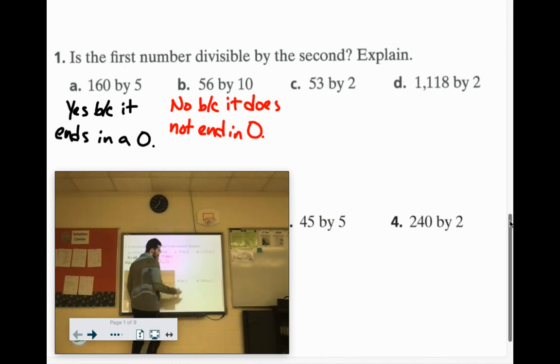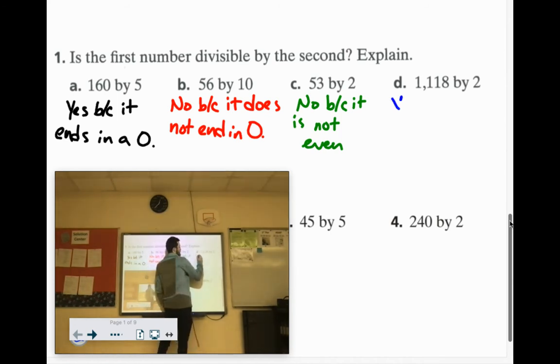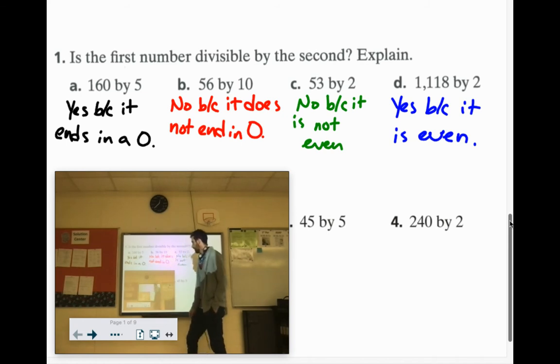53 by 2? No. Because it is not even. Or you could have said because it's odd, or because it doesn't end in a 0, 2, 4, 6, or 8. And is 1,118 divisible by 2? Yes, because it is even. Awesome. All right, let's see what else we got.